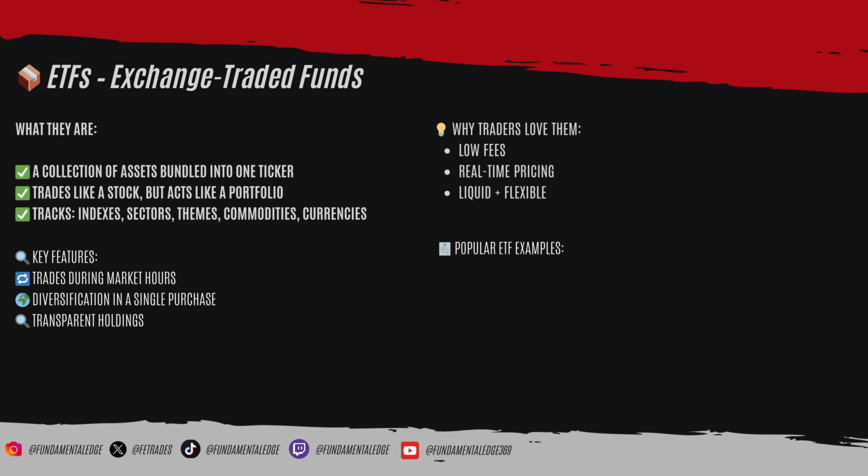For example, SPY tracks the S&P 500. If you buy SPY, you're getting instant exposure to 500 of the largest US companies without having to buy each one individually. That's one of the big draws of ETFs. They give you diversification in a single purchase. Real-time pricing, unlike mutual funds, which only price once a day, flexibility and liquidity, so you can trade them throughout the day. They're used by both long-term investors and short-term traders, which makes them one of the most versatile tools in the game.